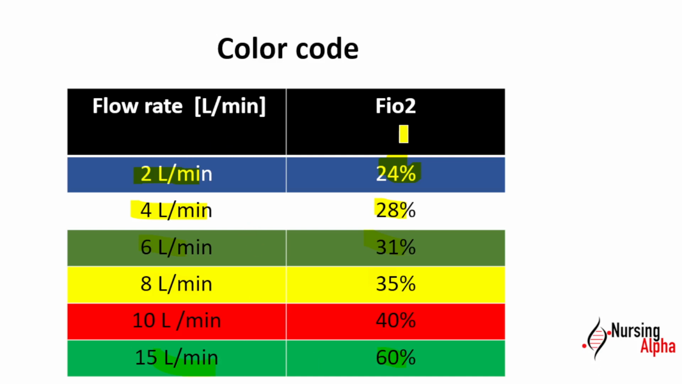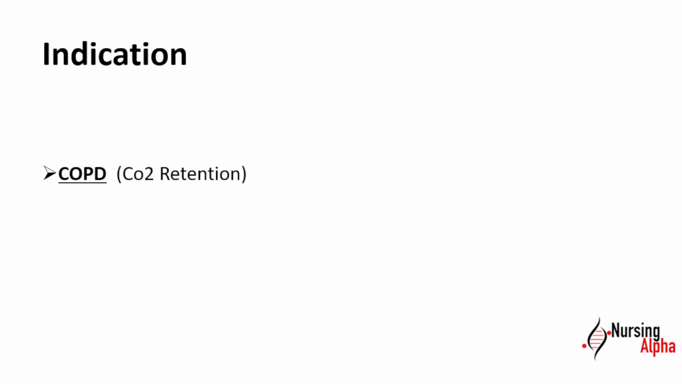On the right side you can see the FiO2 value, and on the left side you can see the flow rate in liters per minute of oxygen. And the green, red and yellow ones are actually the Venturi valves.